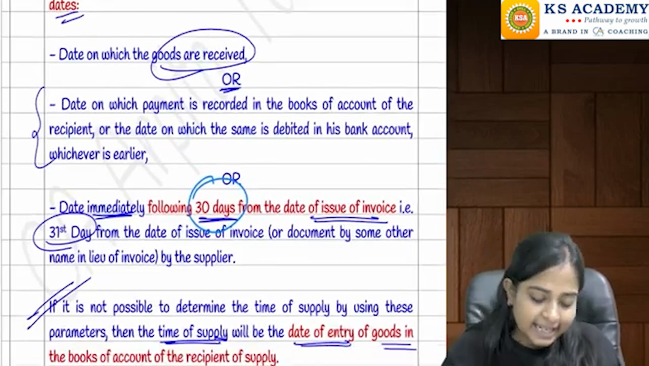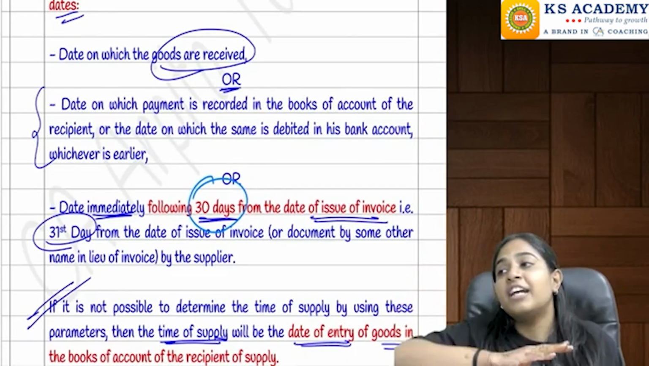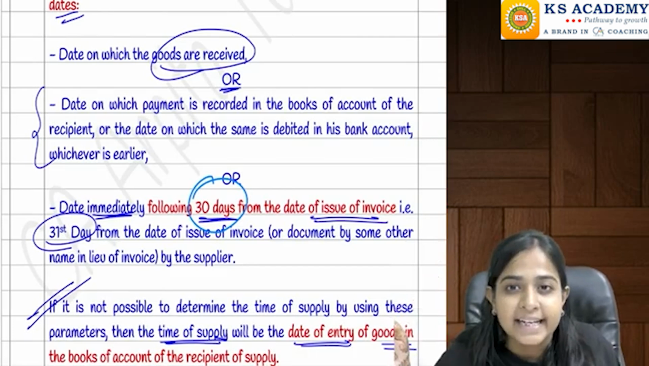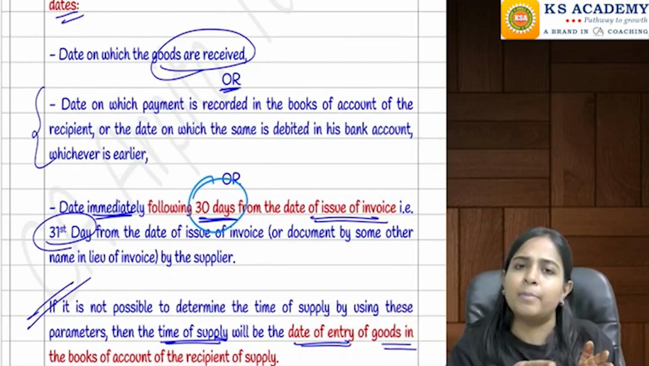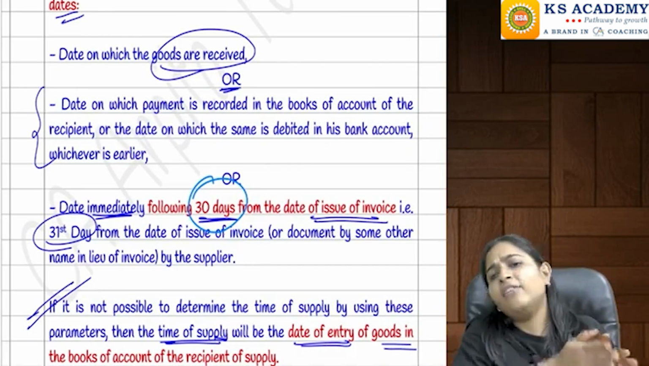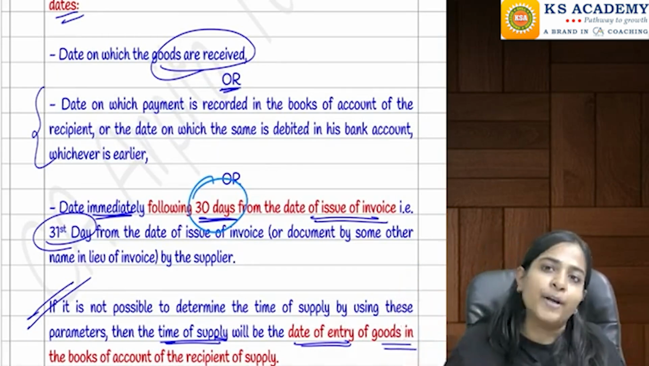Okay, let's say there is a possibility we are going to receive the goods late. We are going to make the payment late, but the invoice has been issued now itself. So the government says no problem. If the invoice is issued now, then on or before the 31st day, the time of supply is going to apply.